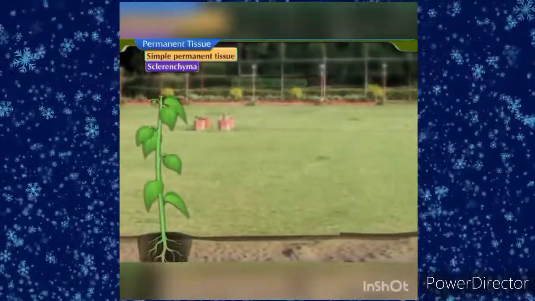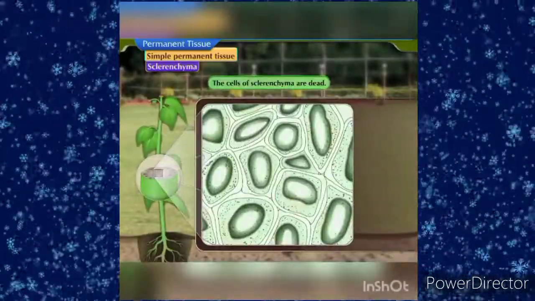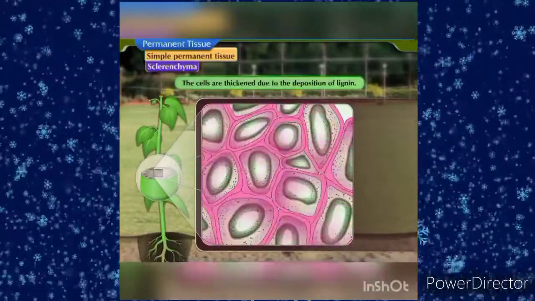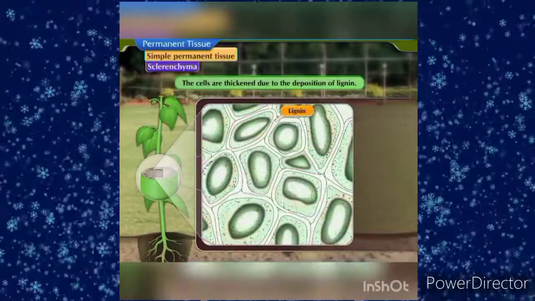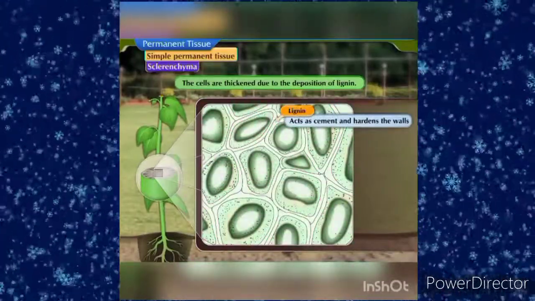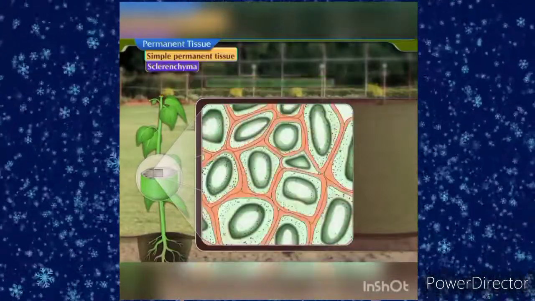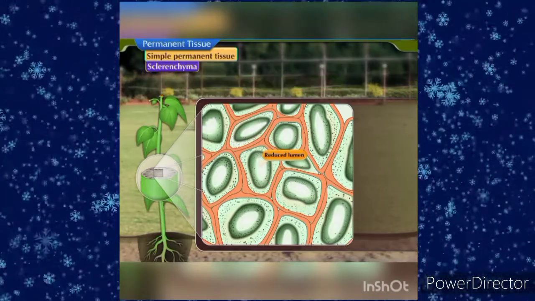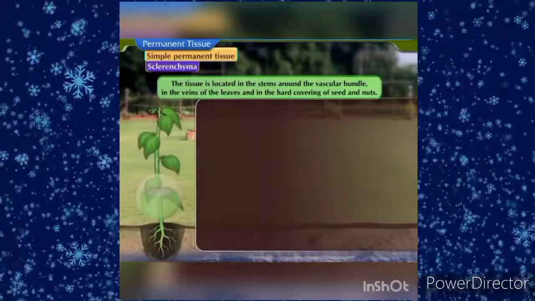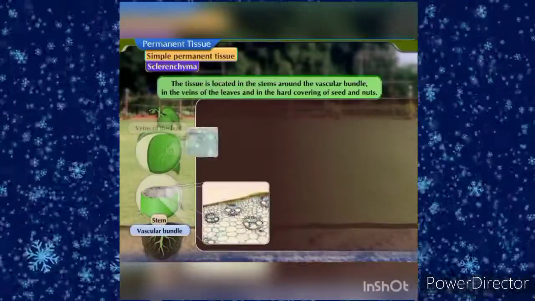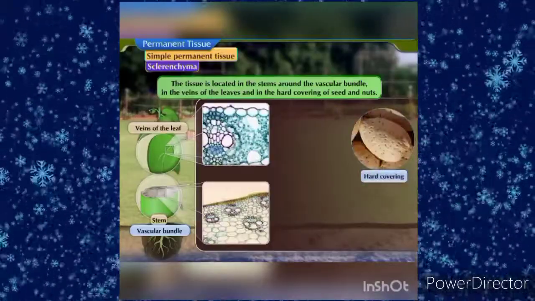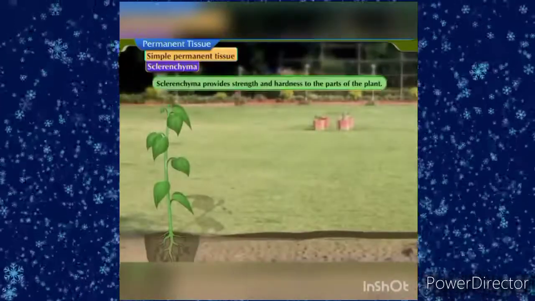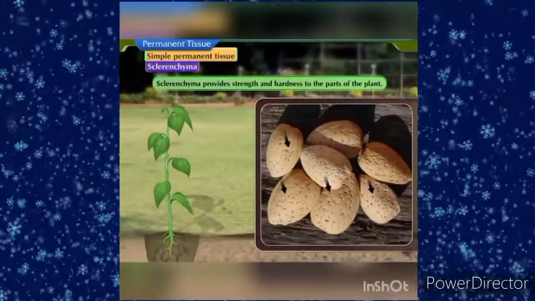Sclerenchyma. The cells of this tissue are dead. They are elongated and narrow. The cells are thickened due to the deposition of lignin. It acts as cement and hardens the walls. The walls are so thick that the cells have reduced lumen. The tissue is located in the stems around the vascular bundle, in the veins of the leaves, and in the hard covering of seeds and nuts. It provides strength and hardness to the parts of the plant.